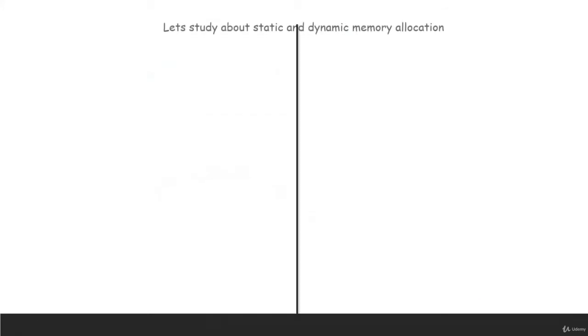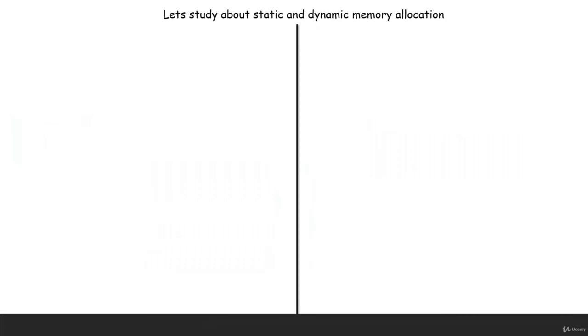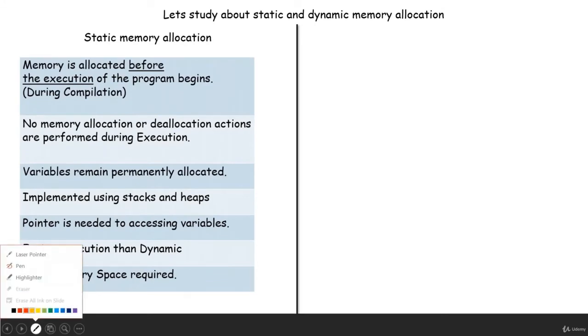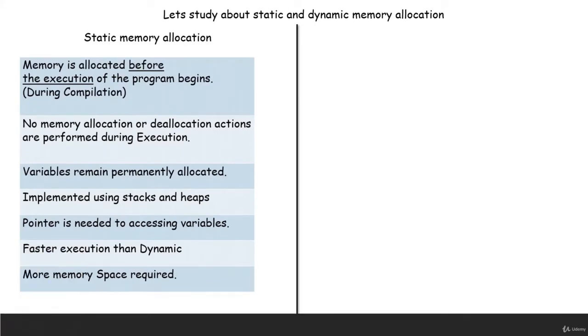Moving to the next, let's study static and dynamic memory allocation. The very first is static memory allocation, and here are some points. Let's discuss them one by one. The first is that memory is allocated before the execution of the program begins, meaning memory is allocated during compilation. No memory allocation or deallocation actions are performed during execution because variables remain permanently allocated here. Once the size of an array is defined, you can't change it.